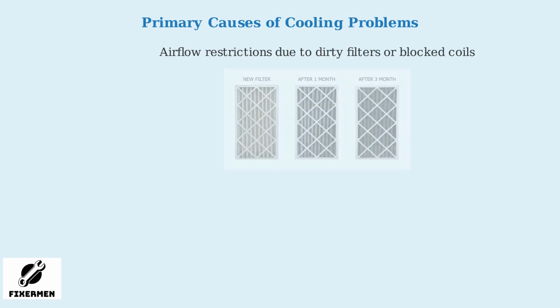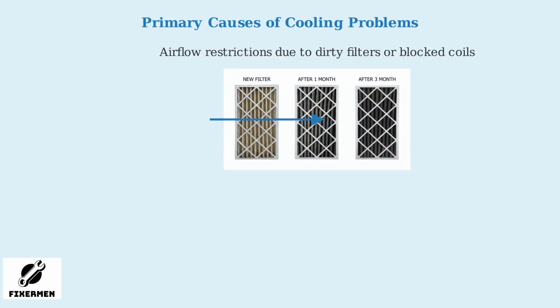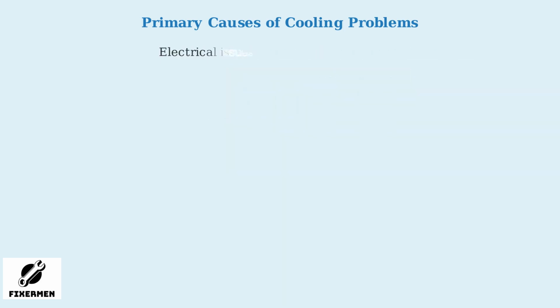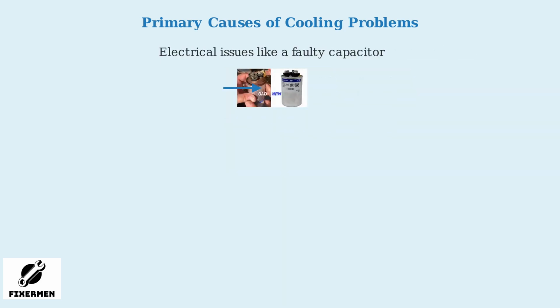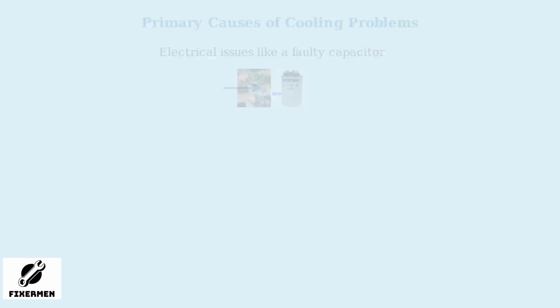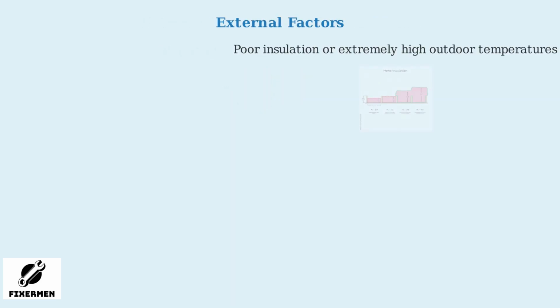Another common issue is airflow restrictions caused by dirty air filters or blocked evaporator coils. This prevents proper heat exchange and reduces cooling efficiency. Electrical problems, such as a faulty capacitor, can prevent the compressor from engaging properly, leading to inadequate cooling. External factors like poor home insulation or extremely high outdoor temperatures can also contribute to cooling problems by making the AC work harder than necessary.